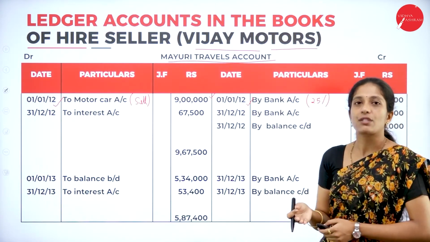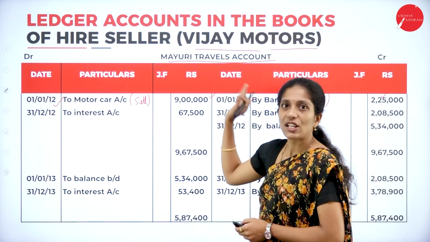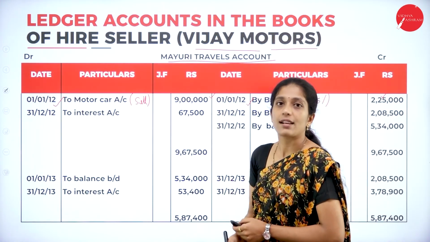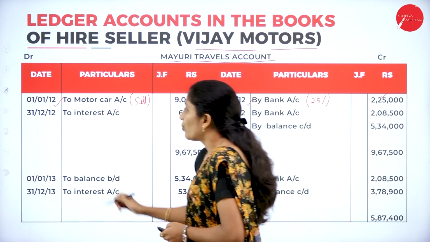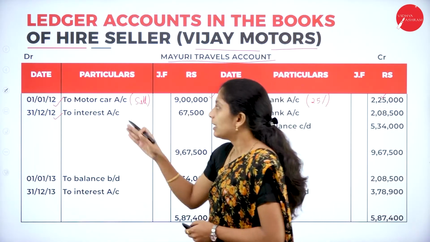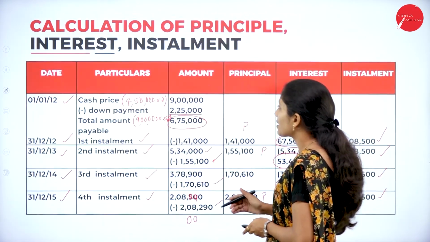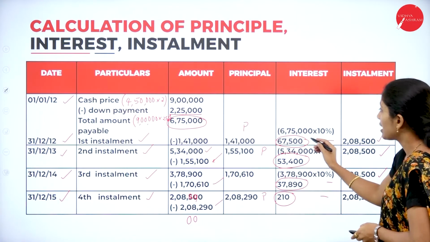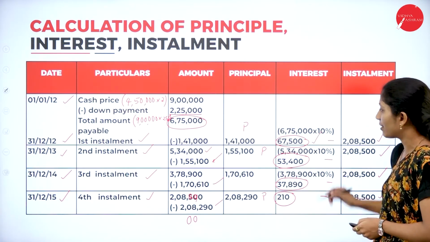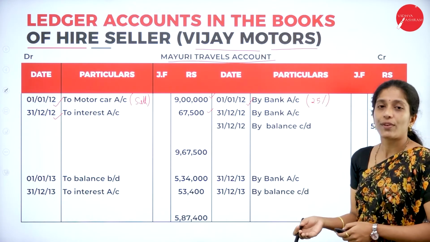Next, the third entry is for what? Interest due. So what is the entry? Hire purchaser account debit to interest account. We are going to record this entry at the end of that financial year, 31/12/2012, to interest account. So what is the first year interest? That is 67,500. Record this 67,500.